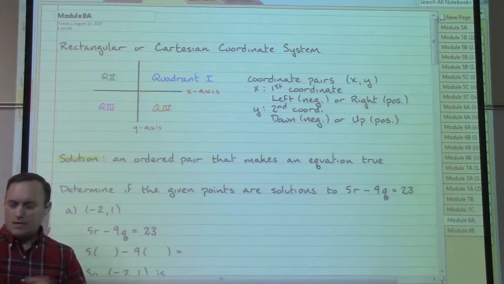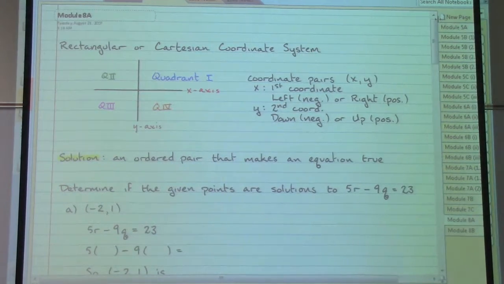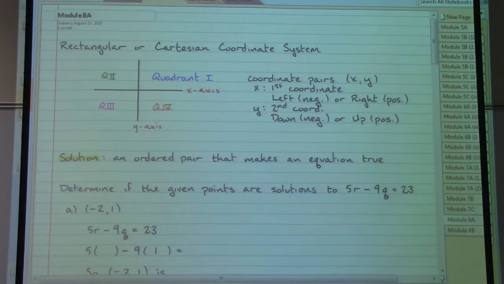The positive 1 is going to be connected to the letter R, the variable R, and so we would put those into place to test that pair and see if it is in fact a solution. We would test those to see if they do in fact work together to create a true statement. Do we actually work this calculation out, 5 times 1 minus 9 times negative 2, and end up with positive 23? Well, we get a 5 plus 18, which is in fact 23.